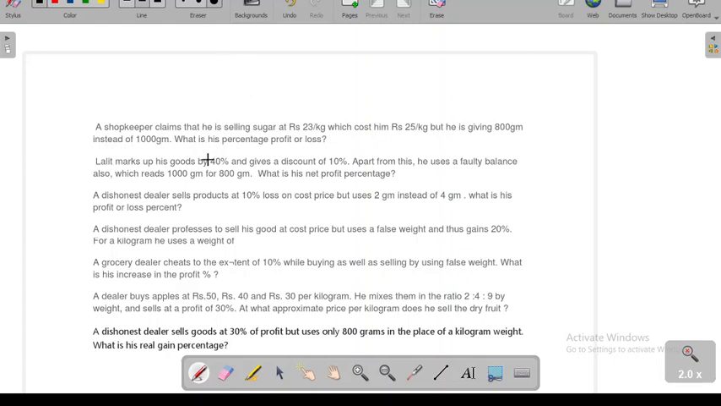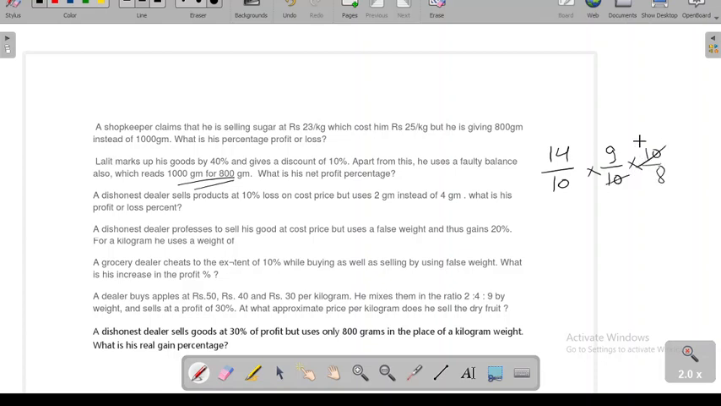Lalit marks up his goods by 40% and gives discount of 10%. Okay, wait. Marks up his goods by 40%. This is a profit situation. I would write 14 by 10. 10% discount. If the product is of the price 10, then it is a loss situation. So 9 by 10. Apart from this, he uses faulty balance which reads 1000 gram for 800 gram. This is the profit situation. So I would write 10 by 8.